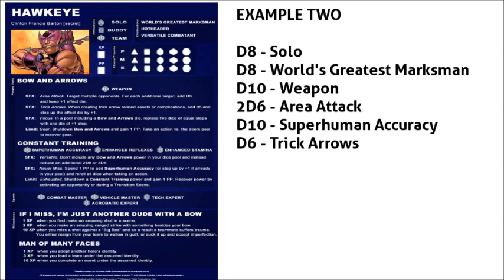But then we go back, and the order here doesn't really matter, but just for clarity's sake, if we look at trick arrows, it actually says, when creating trick arrow related assets or complications, add a d6 and step up the effect die by +1.